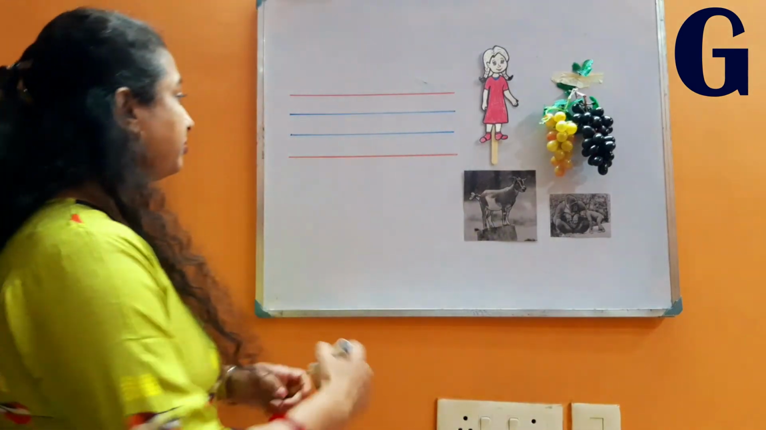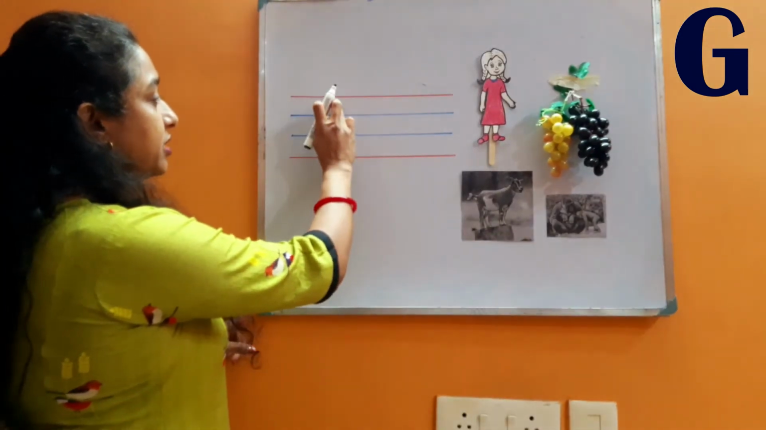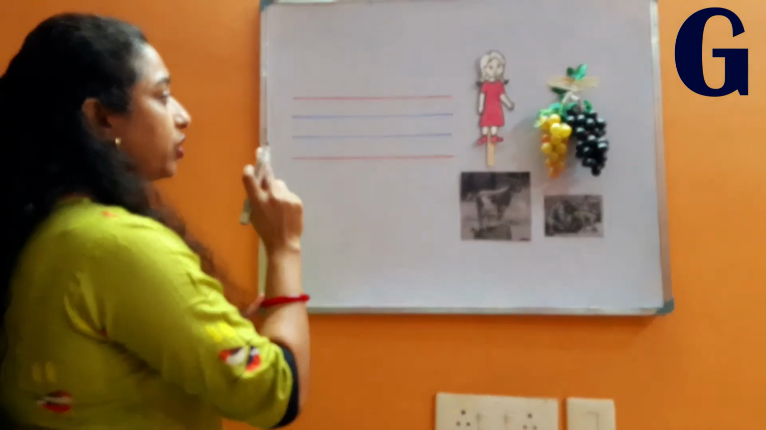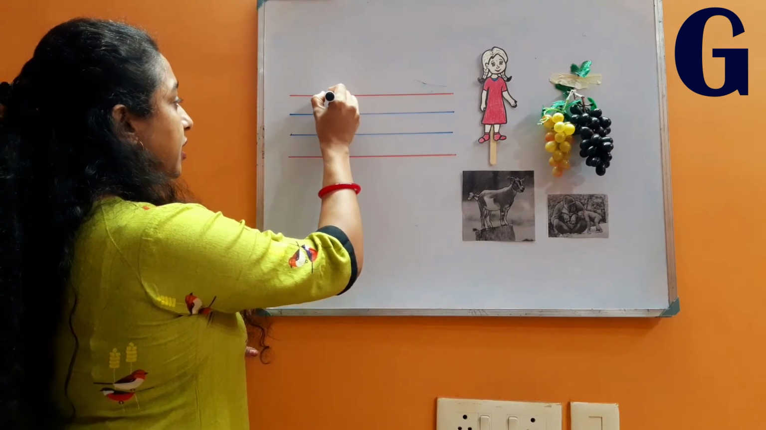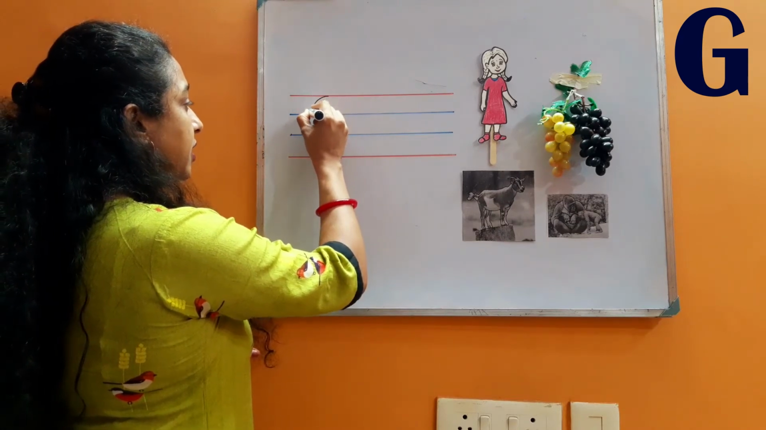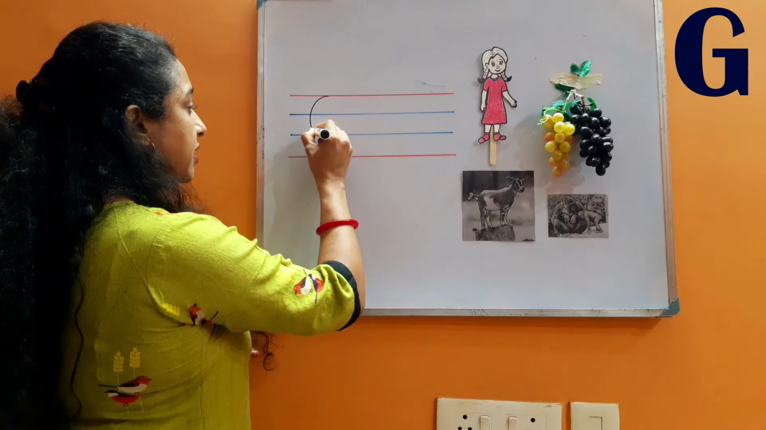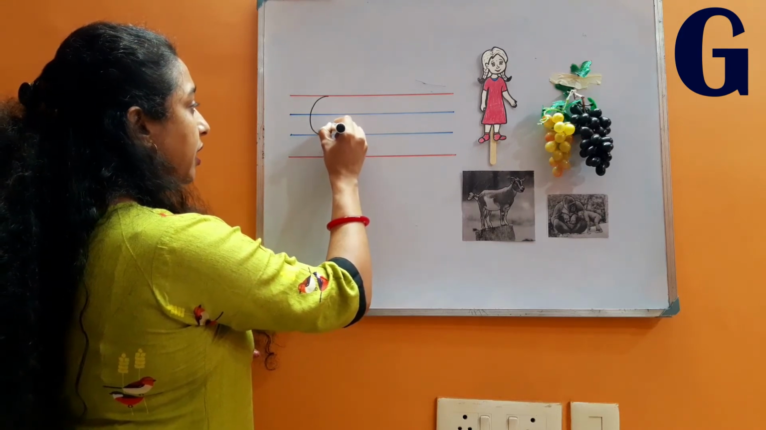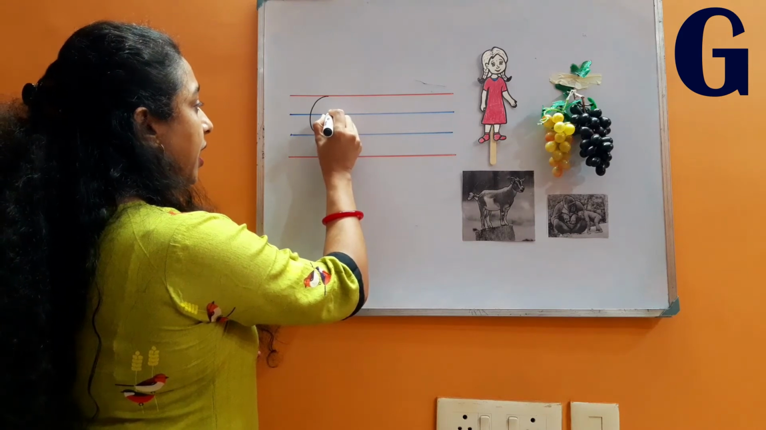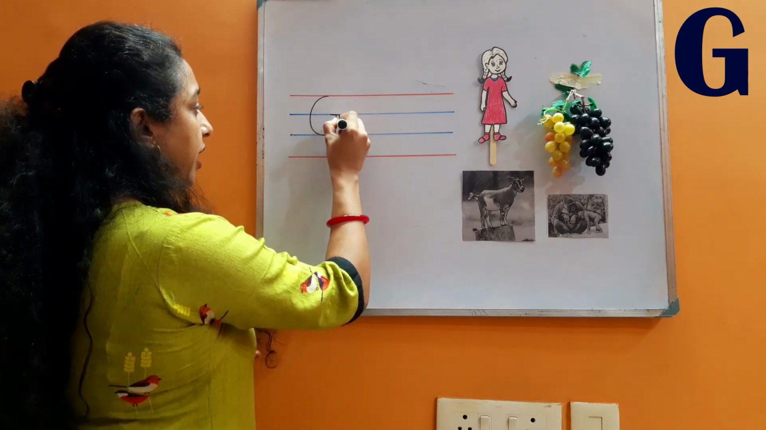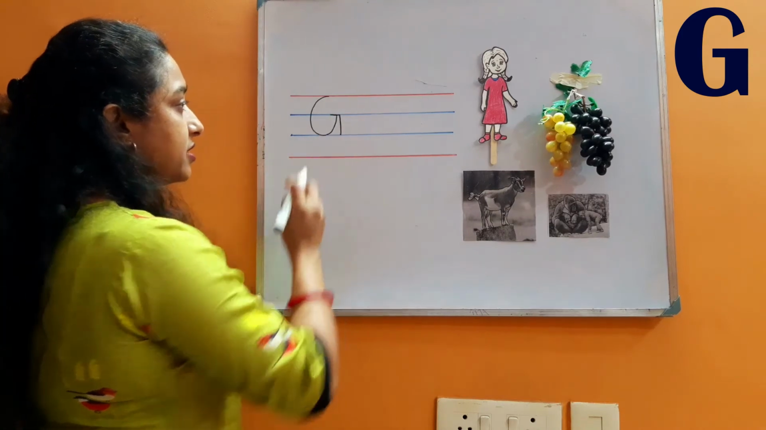Now it's time to write letter G. So everyone look at the board. This is top red line. So we have to start from top red line. Start, make a C like this, then touch the bottom blue line, then go up, then draw a sleeping line, then a standing line like this.